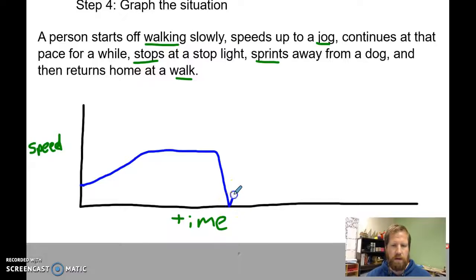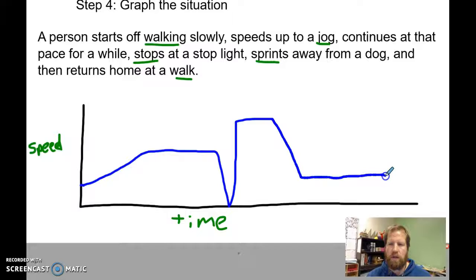But then a dog shows up, we come up really quickly, and we're sprinting away from the dog, right? It doesn't take long for me to increase my speed. It might not be a straight vertical line, but it's a pretty sharp upward slant. And then I'm just sprinting. This is my max speed. I'm sprinting away from the dog. And then I'm coming back down to my walk, and I'm walking home until I get home, right?